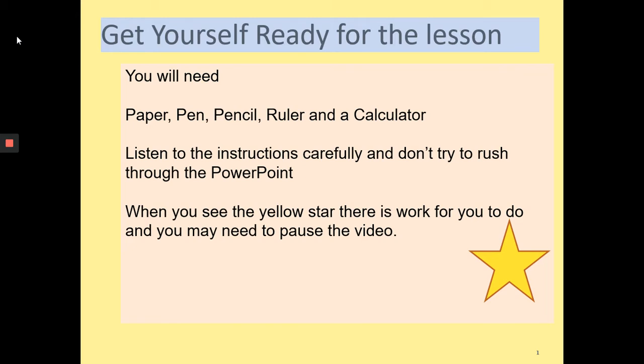Now that you've got your equipment ready, it's important that you understand that this is a video lesson and you should not rush your way through it. When you see the yellow star, there's going to be work for you to do on that slide, and so you may need to pause the video to complete it. But again, you've got plenty of time. This lesson is designed to last approximately 45 minutes.